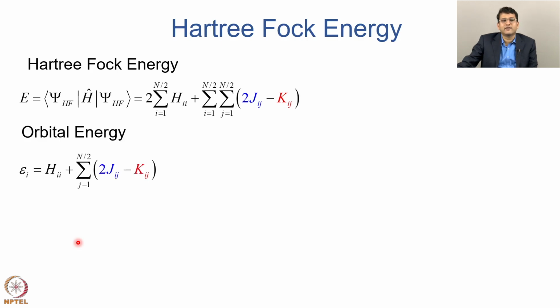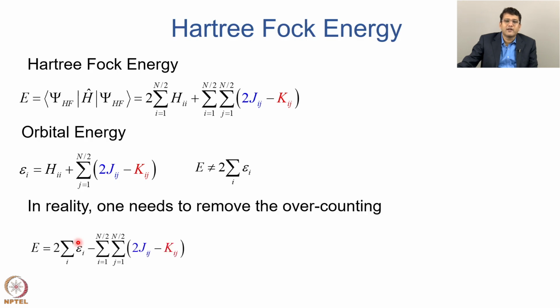Now, the orbital energies are defined like this, and one can see that the energy is not twice the orbital energy. So, if I want to calculate the energy of an H2 molecule, the H2 molecule energy is not the same as twice the hydrogen molecular orbital energies. It is not twice the electron energies, and in reality you have to subtract this term, J minus K, to get to the total energy.